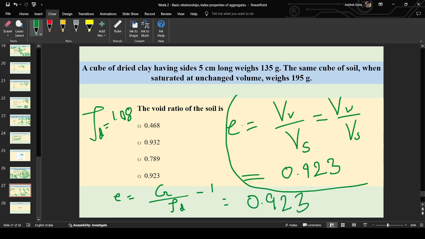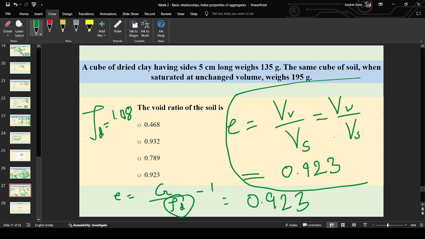So I guess the first one is very simple because there is no need to find out the dry density. You can just put the volume of water, which is the volume of voids, divided by the volume of soil solids. You will get the void ratio of the soil, which, as correctly said by you, is constant because there is no change in volume.